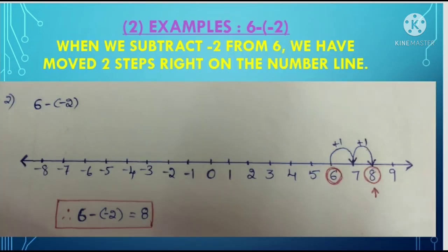The next example: if we subtract a negative integer from 6, that is 6 minus minus 2. Again we start with 6, but we move to the right. How many steps? 2 steps. So from 6 to 7 is 1 step, 7 to 8 is another step, and we get the answer 8. If we subtract a positive integer, we move to the left side. For a negative integer, we move to the right side of the number line.